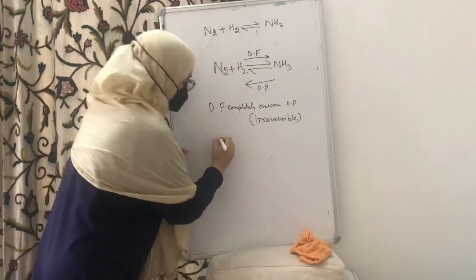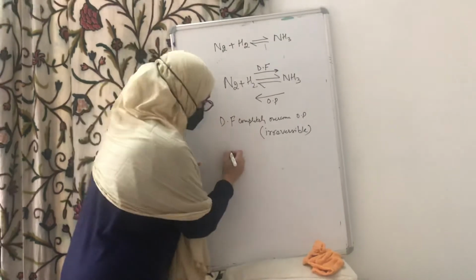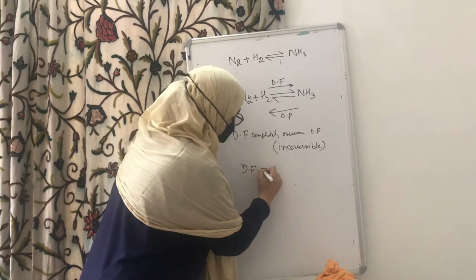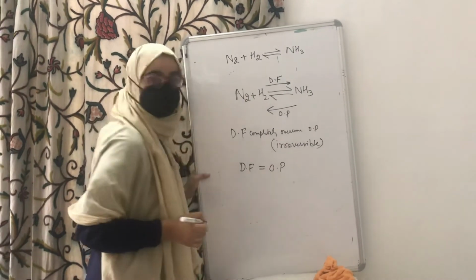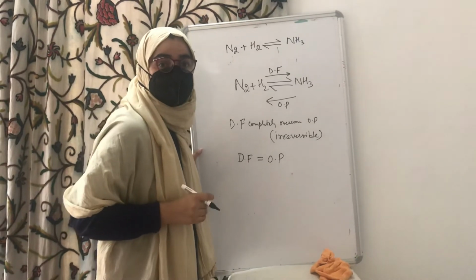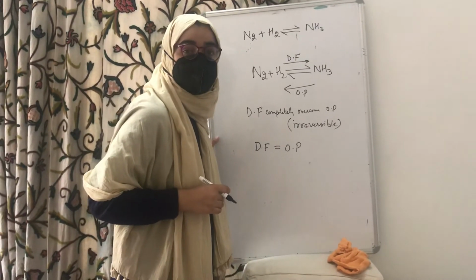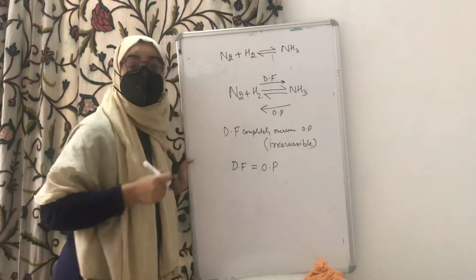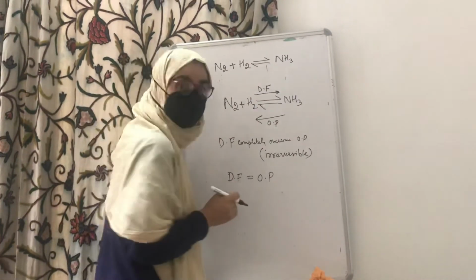Now, if driving, did you understand what I said? The driving force is equal to the opposing force. Driving force and opposing force are equal. What will happen? It won't happen. It will happen, but an equilibrium will be maintained. That's what you call as thermodynamic equilibrium has come into play.